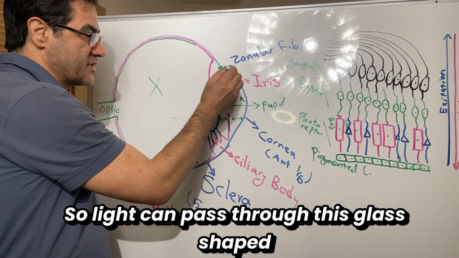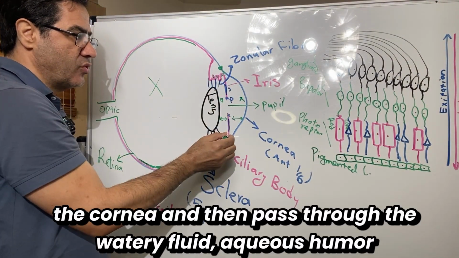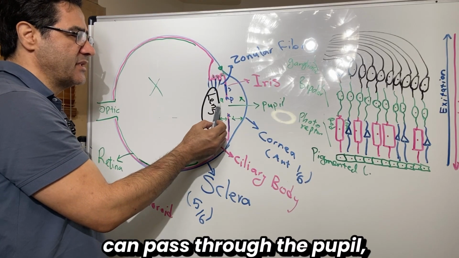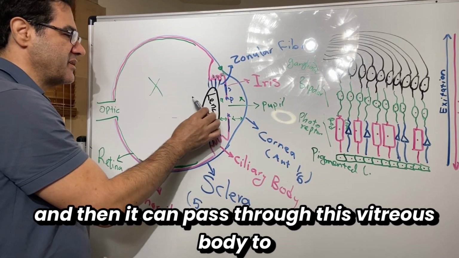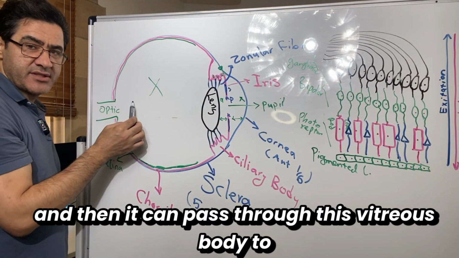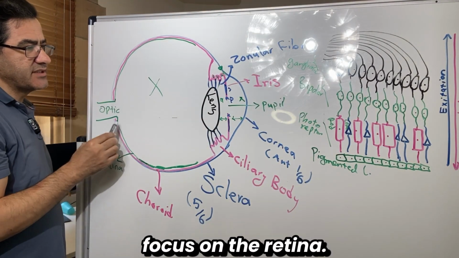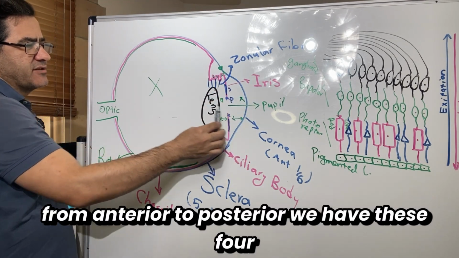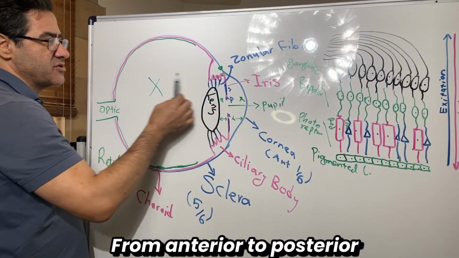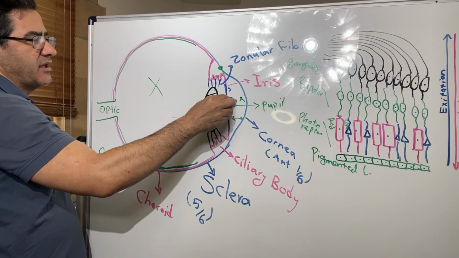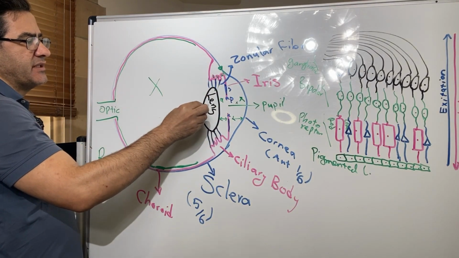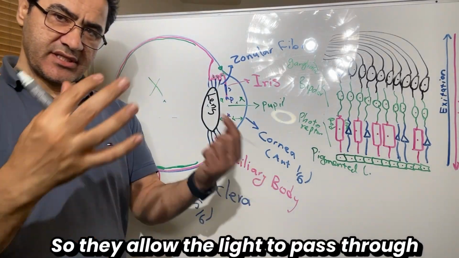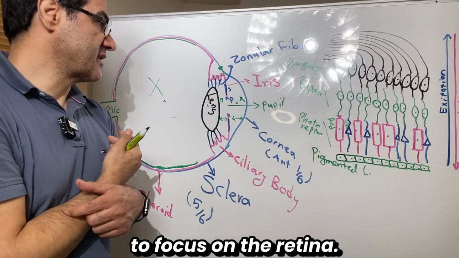So light can pass through this glass-shaped cornea, and then pass through the watery fluid, aqueous humor, can pass through the pupil, can pass through the lens, and then it can pass through this vitreous body to focus on the retina. So from anterior to posterior, we have these 4 avascular structures: the cornea, aqueous humor, pupil, lens, vitreous body. So they allow the light to pass through to focus on the retina.